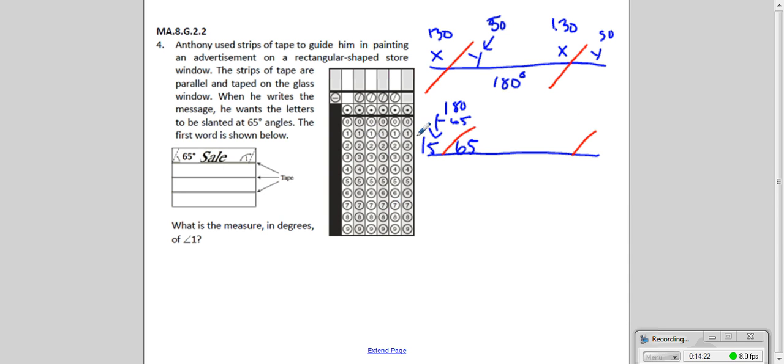And so if this is 115, then what do we know about this angle here? It must also be 115 degrees. I'm sorry, this would be 115, and this should be 65, and 65 over here. Okay.